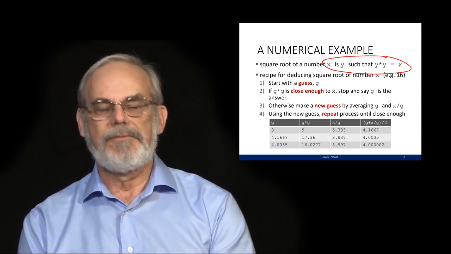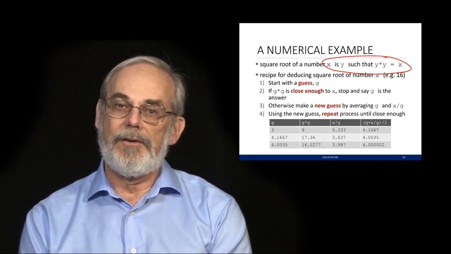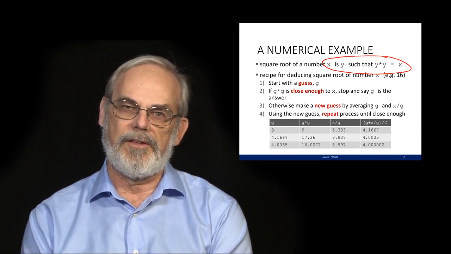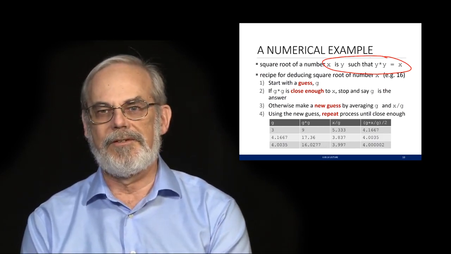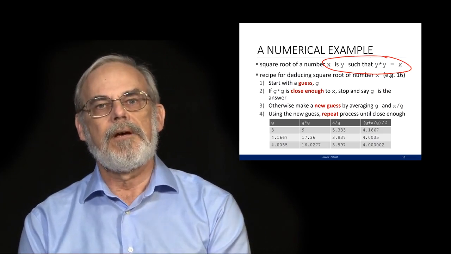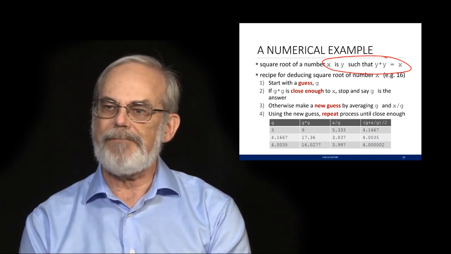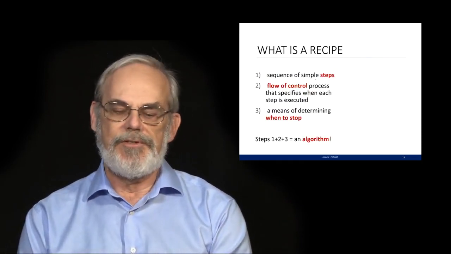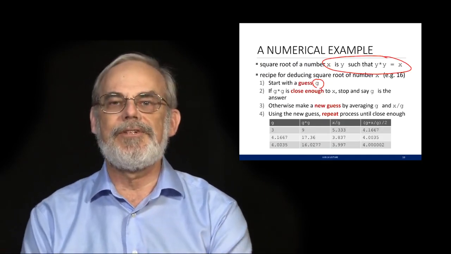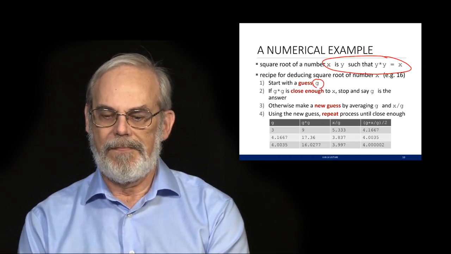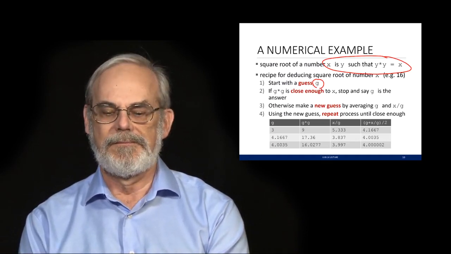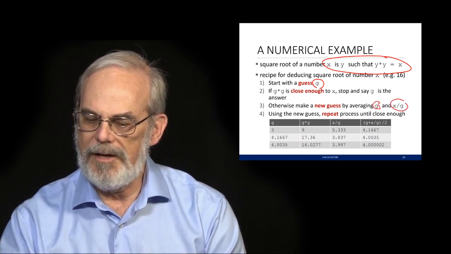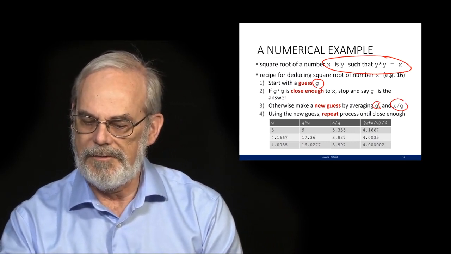Here's a version of imperative knowledge. And this is actually a very old algorithm. It's attributed to Hero of Alexandria, dating back into the 1st century AD, although other people suggested it existed earlier than that. But here's a recipe for finding square root. I'm going to start with a guess, and I'm going to call it g. If g squared is close enough to x, then I'm going to stop and say g is the answer. Otherwise, I'm going to create a new guess by taking g and x divided by g and averaging them together. Take the average.